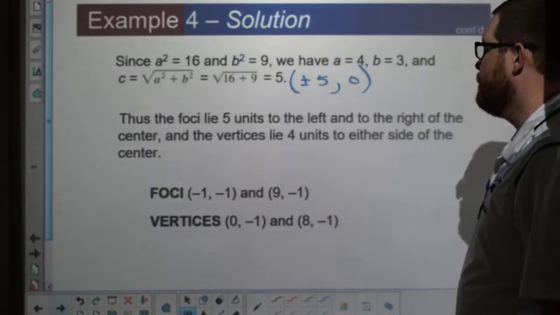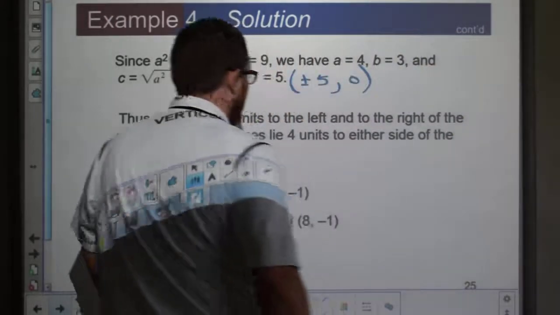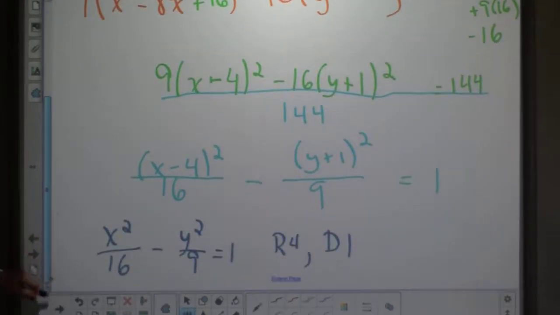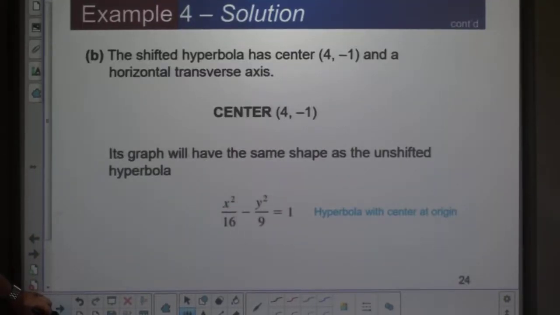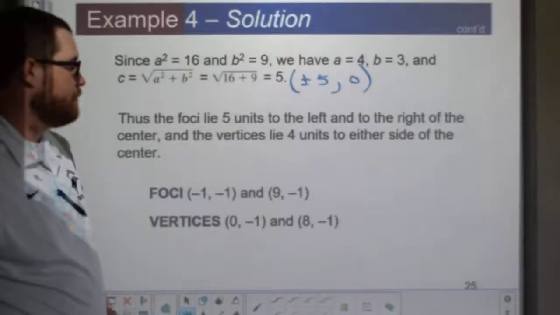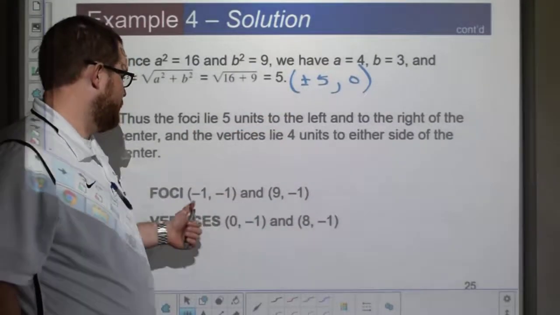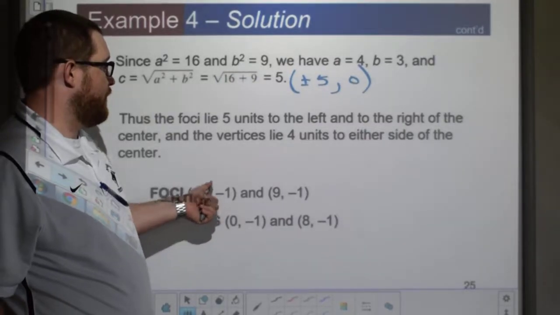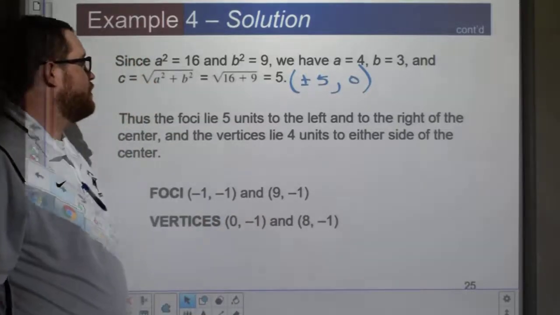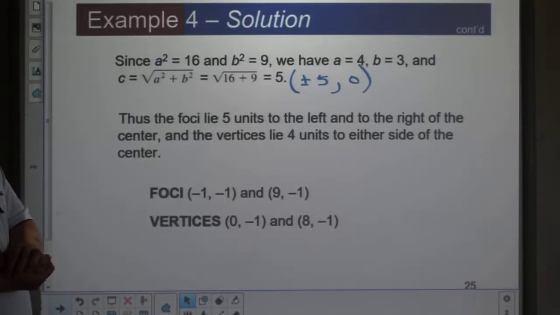But I have to move them to the, what was my transformation again? To the right 4 and down 1. So if I go down 1, that's going to make both of those negative 1. If I move positive 5 to the right 4, I'm going to get 9. And if I go negative 5 to the right 4, I'm going to get negative 1. And the vertices are the same thing. It should be at 4 and negative 4. But now I just move them.